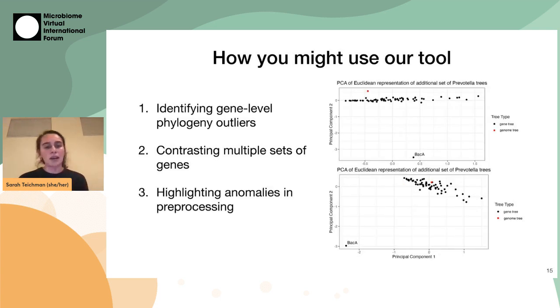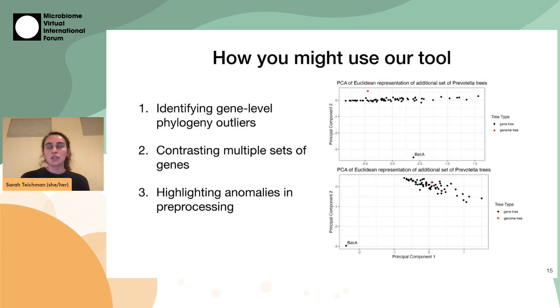And finally, we have an example where we use this tool to highlight anomalies in pre-processing of the data. So here I have a different Prevotella analysis. And we actually ran this analysis twice. The first time we estimated all of our trees, both our gene level trees and our genome tree. We found that, interestingly, our genome tree was quite different from all of our gene trees, which suggests that there's some kind of signal in our genome tree we weren't seeing in any of the gene trees.